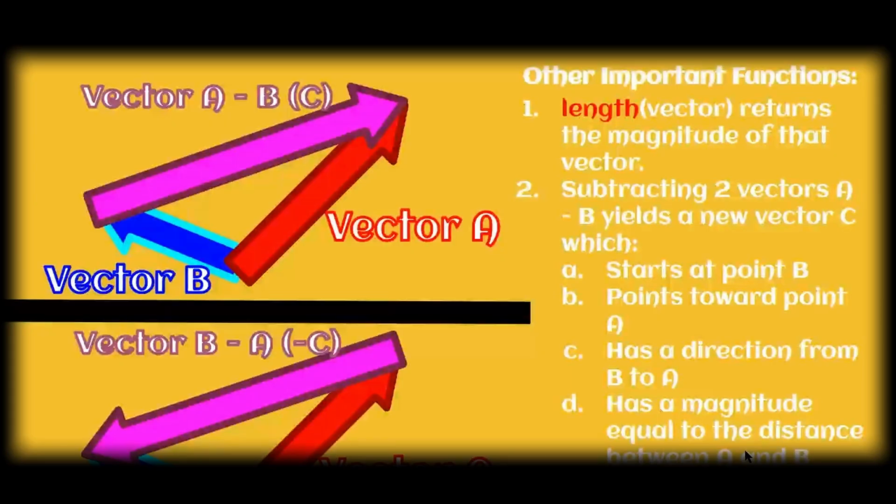Another important function to know about vectors is that the length function returns the magnitude of that vector, and by subtracting two vectors from each other, we get a new vector c, which starts at point B, points towards point A, has a direction from B to A, and has a magnitude equal to the distance from A to B. So in this example, if we were to do vector A minus vector B, we would result in vector C shown above. And if we reverse the order and do B minus A, we'll get the same vector pointed in the opposite direction.